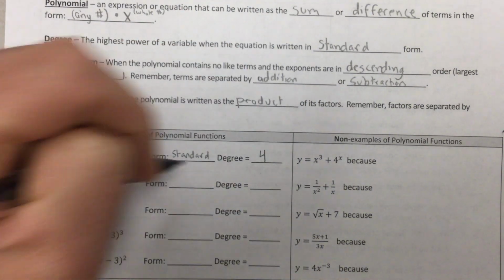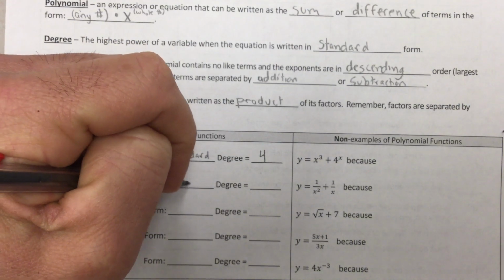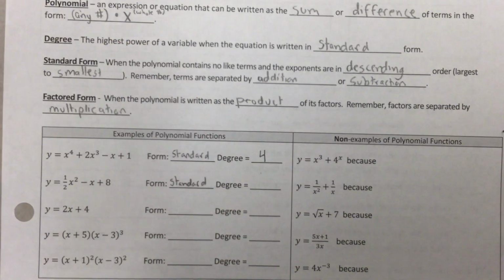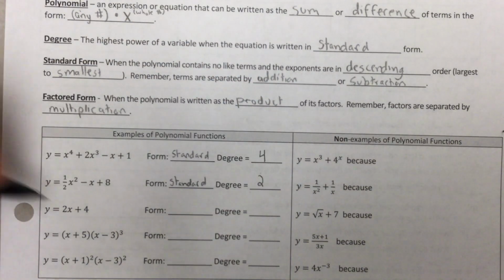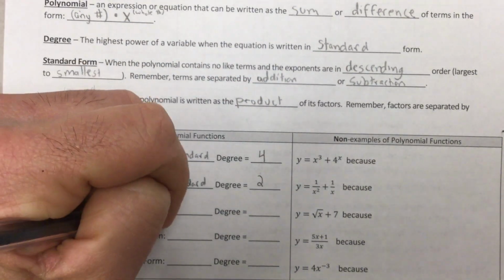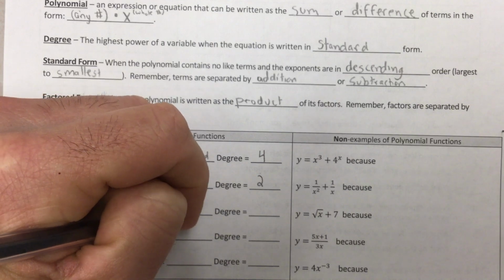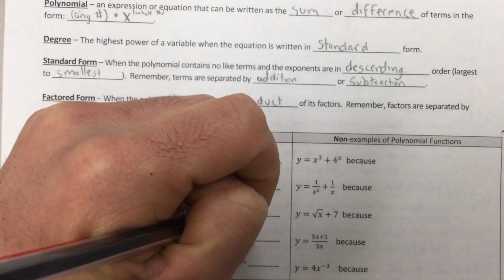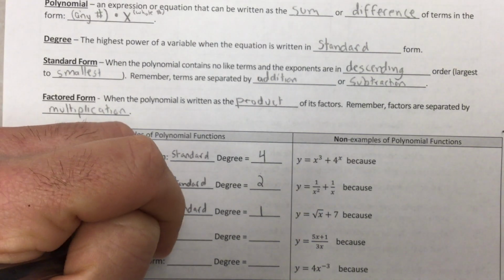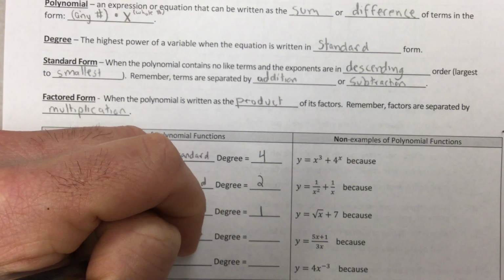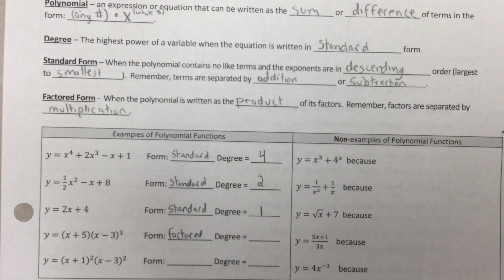For this one, this would also be in standard form. My highest exponent is 2, so my degree is 2. This is also standard form, and my highest exponent is a 1. This is factored form, so notice it is separated by multiplication, so it's the product of its factors.